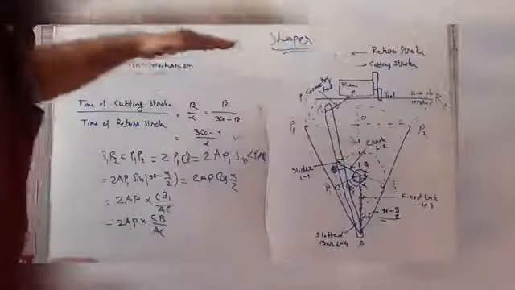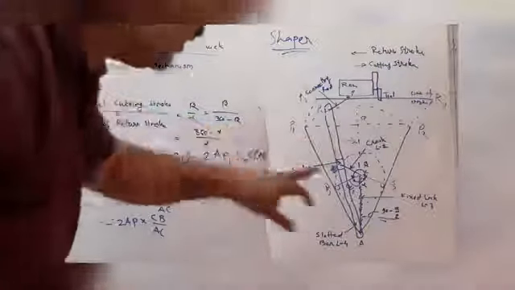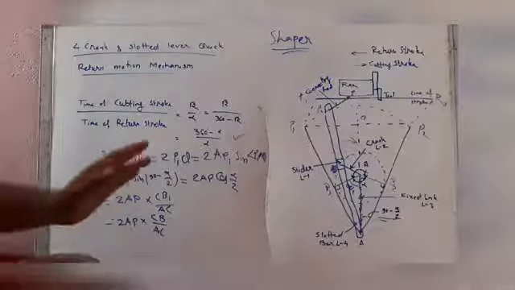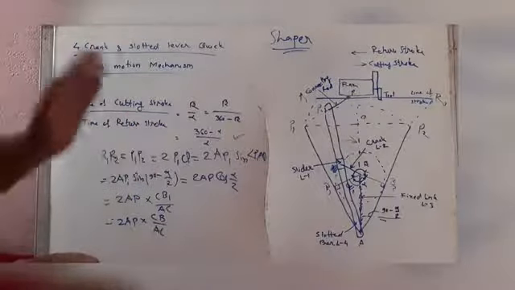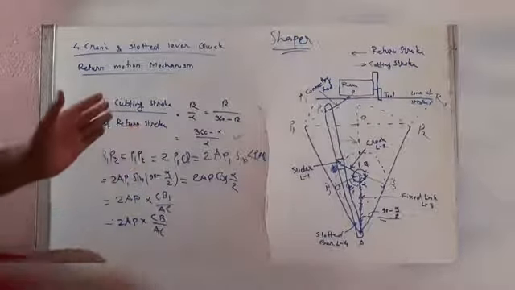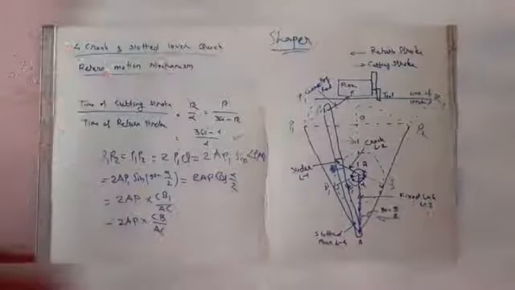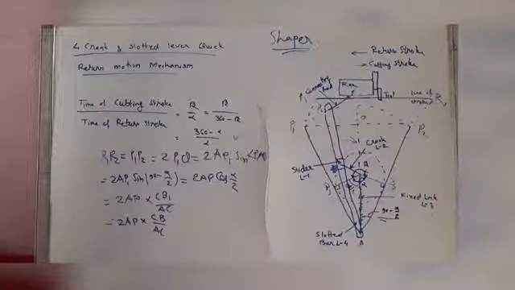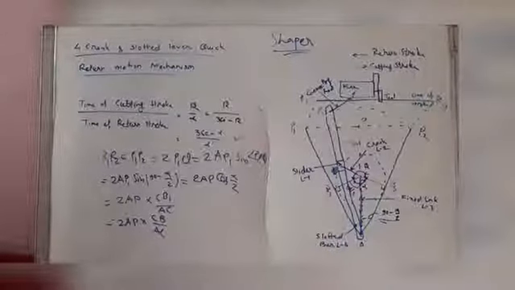So the cutting stroke here is more than the return stroke. This is the most important mechanism and is used in the shaper of the workshop. Different work is performed with the help of this machine.